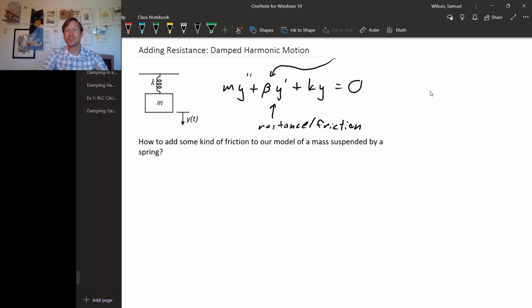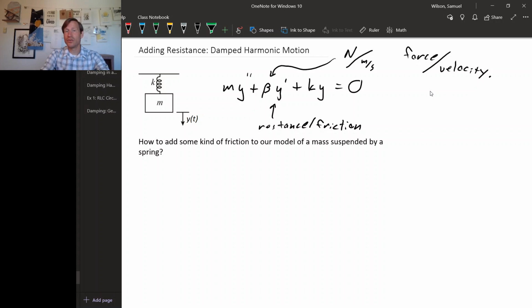And if we're using newtons, meters, and kilograms, then y prime is in meters per second. And so beta has to turn meters per second into force units, or newtons. So beta has to be in newtons per meter per second, or in general, force units over velocity units. So that's how we can get some resistance into this harmonic motion situation.